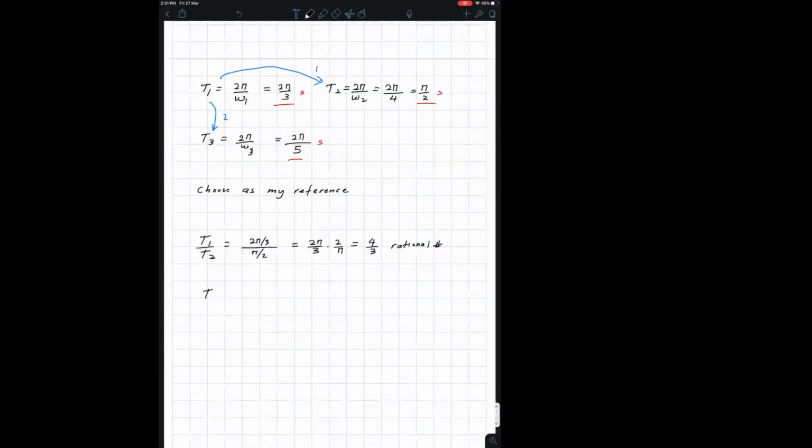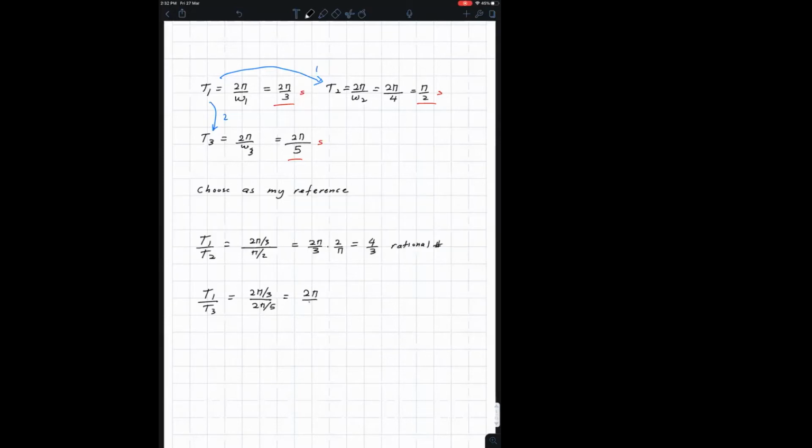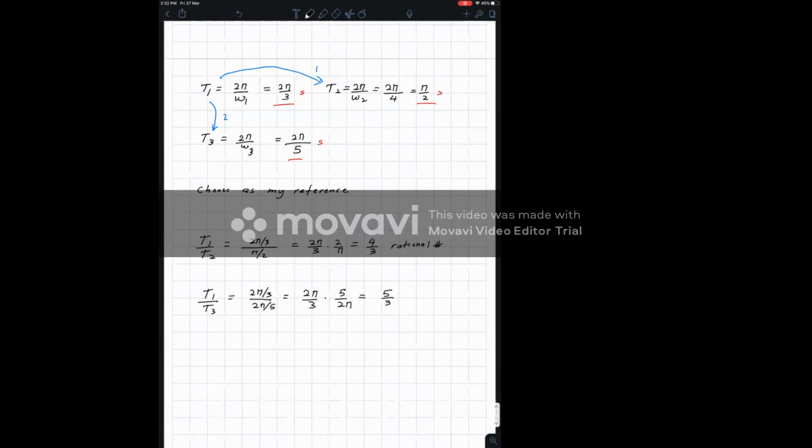T1 over T3. So T1 is 2 pi over 3, and T3 is 2 pi over 5. So that's 2 pi over 3 multiplied by 5 over 2 pi, which gives you 5 over 3. So that's a rational number too.